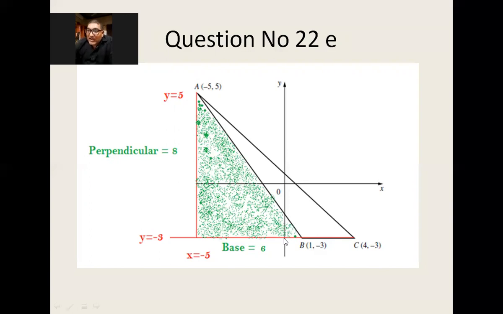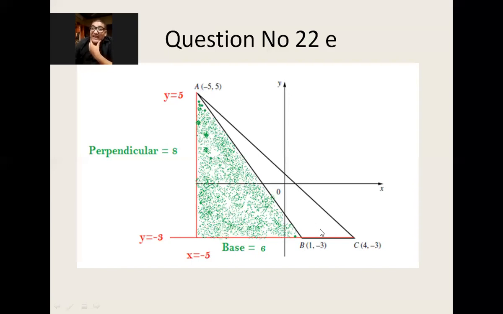So the cosine of this angle will be base divided by hypotenuse. The base is 6 and the hypotenuse here is 10. We have already found this length, that's 10. So 6 divided by 10, that will be 0.6. So the cosine of this acute angle is 0.6.